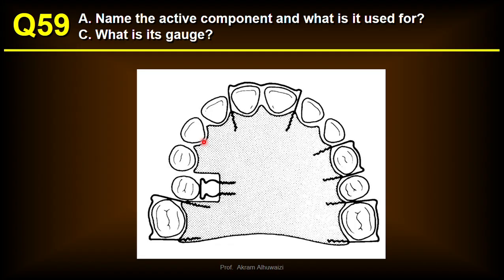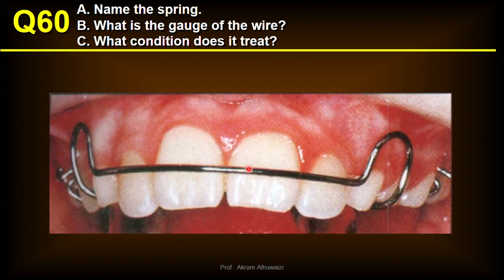For this type, name the active components. The active component is a T-spring. What's it used for? To push the upper 5 labially. What's the gauge of the wire? It's 0.7 mm wire. Name the spring that's used here, and it's a Howley arch. The gauge of the wire is 0.7 mm wire, and the condition that it treats is the increased overjet, which is 6 mm or less.